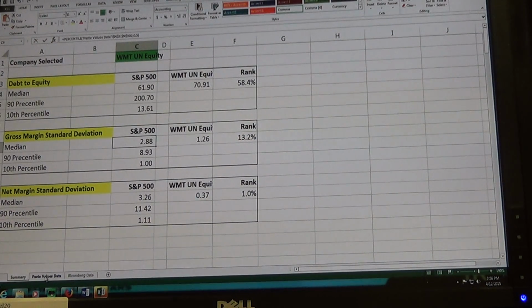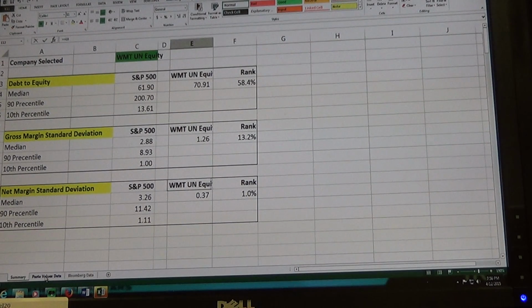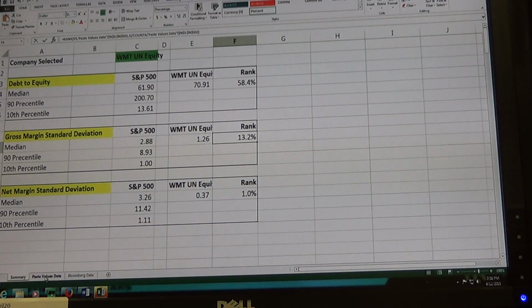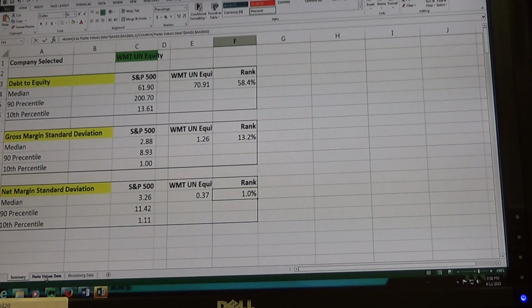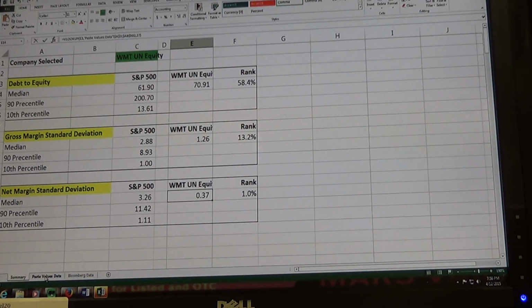And then what we can see is for gross margin standard deviation and net margin standard deviation, they rank in the top 13% for having very low gross margin standard deviation. Their standard deviation to gross margin is only 1.26%. The typical stock in the S&P is 2.88%. And their net margin is even more stable. They're in the top 1%, a 0.37 net margin versus 3.26.